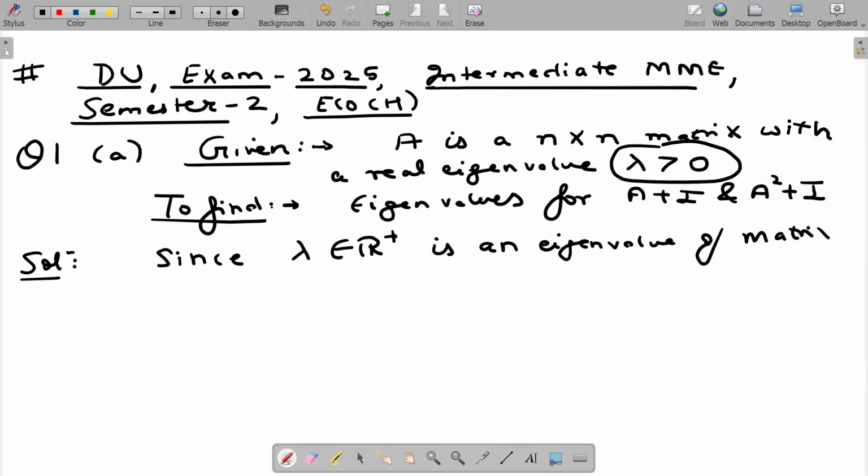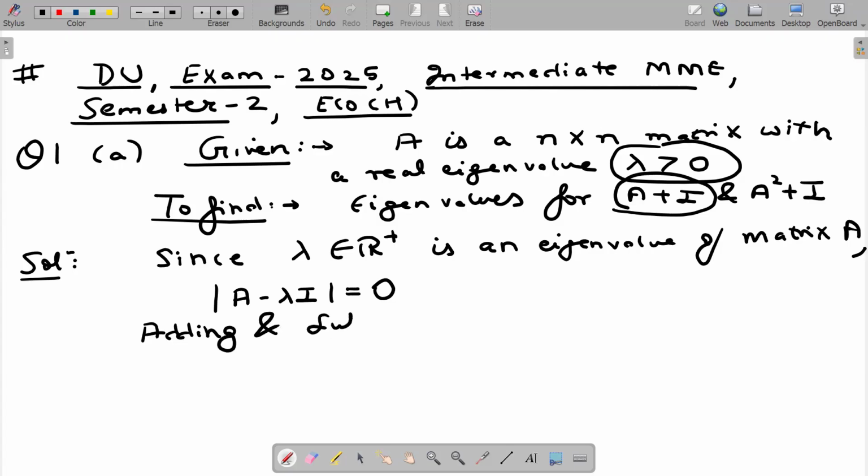of the matrix A, therefore by definition determinant of A minus lambda I should be equal to 0. We have done this in our lectures on linear algebra. If lambda is an eigenvalue, determinant of A minus lambda I should be equal to 0. Now, let me try and create A plus I. So what do I do? Within the determinant, I can add and subtract I. So adding and subtracting I within the determinant.